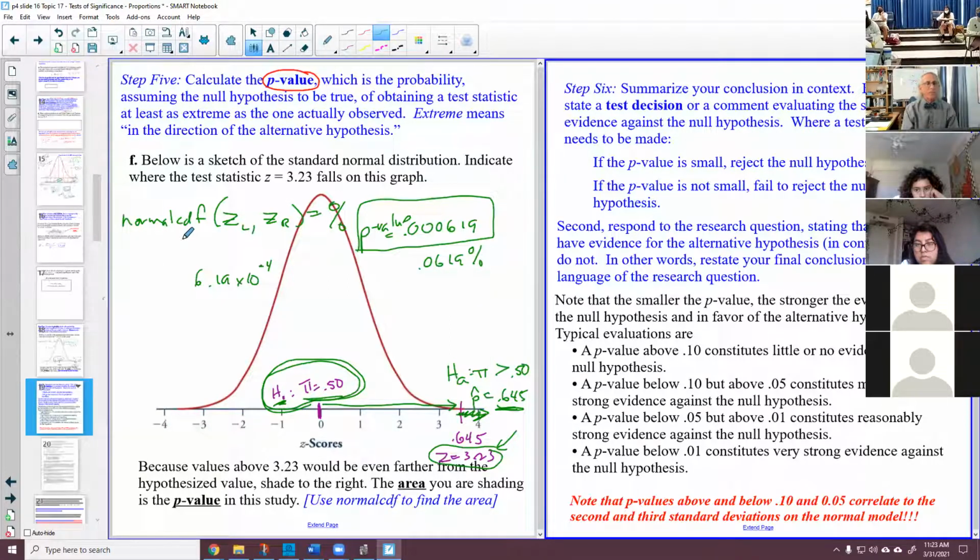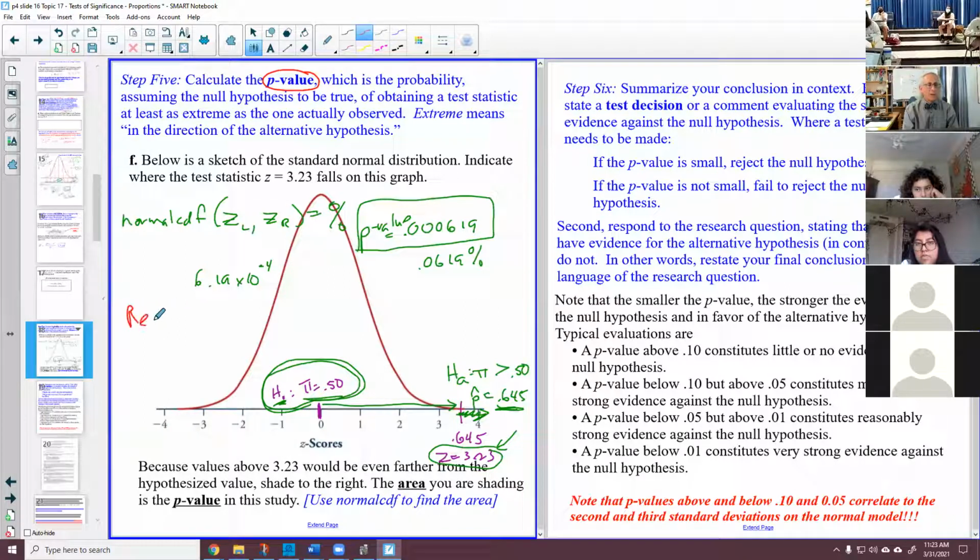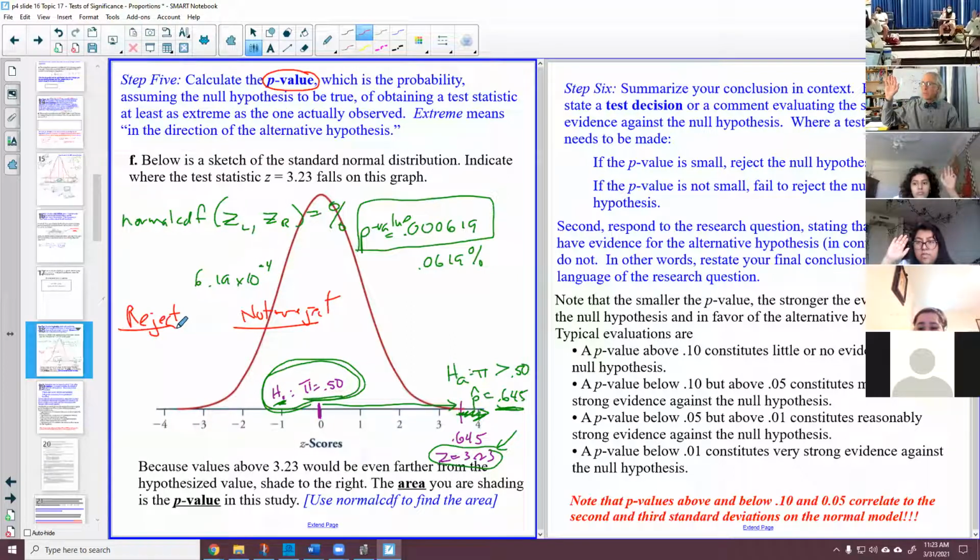Let's take a test. Let's take a vote. Who votes to reject? The null hypothesis is that the population parameter is 0.50. Who votes to reject the null hypothesis? Really? Everybody votes to reject the null hypothesis?